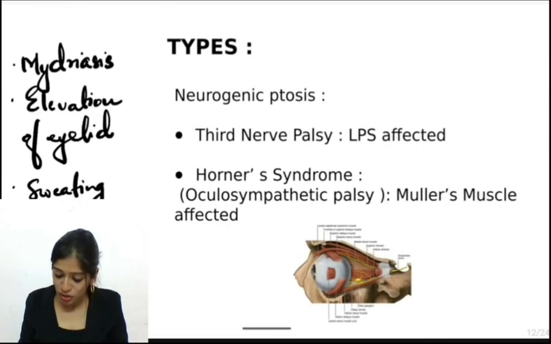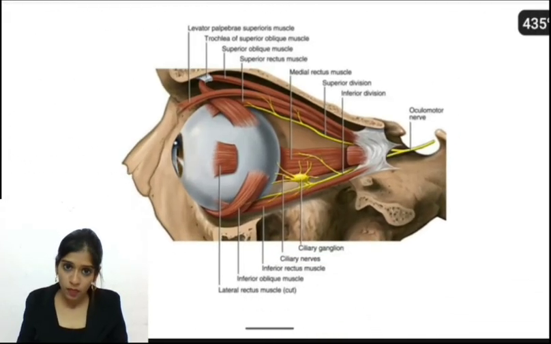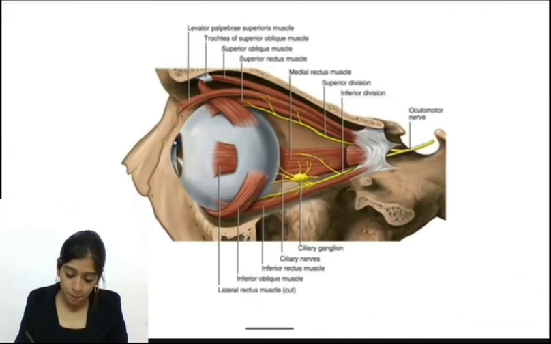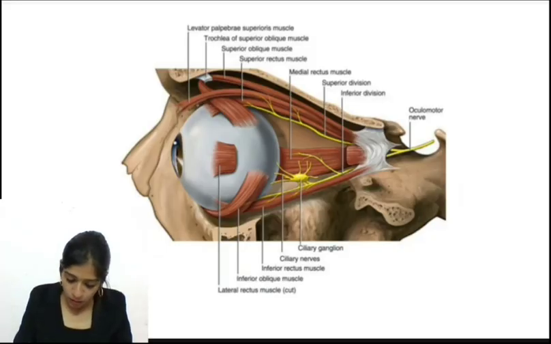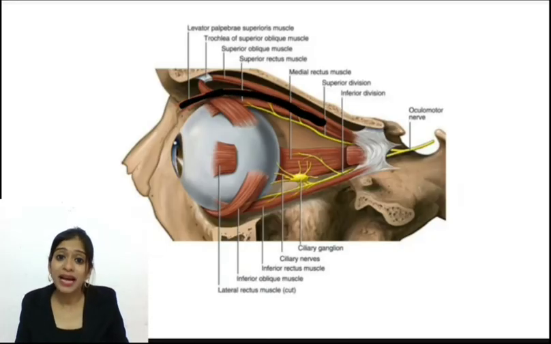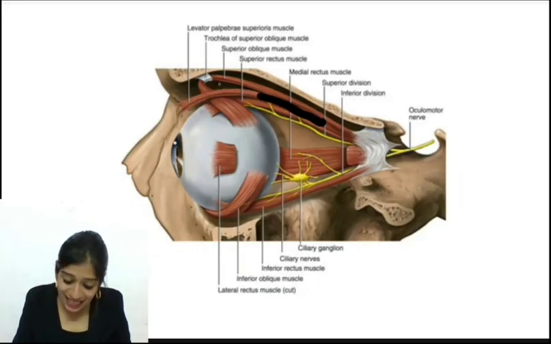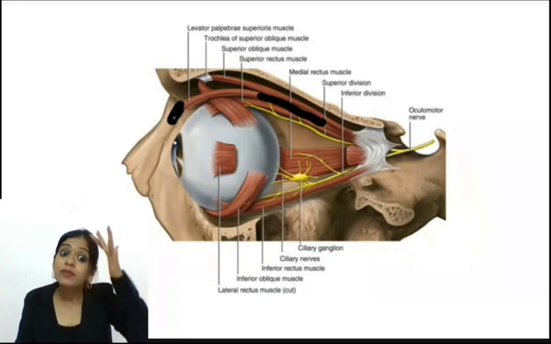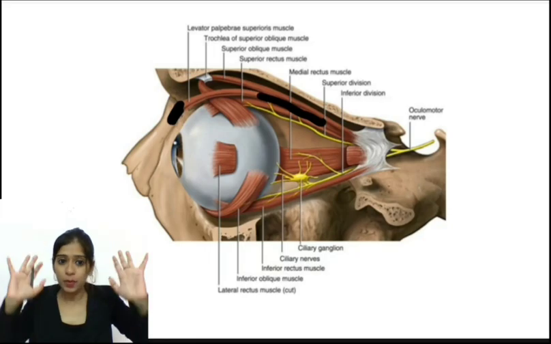Let me show you the picture. Look at this picture. This is the eyeball, and you're seeing it from the side. You see this muscle here. That is levator palpebrae superioris. It is attached to the eyelid, and it elevates the upper eyelid.